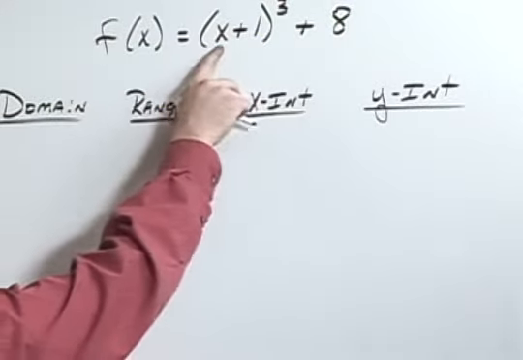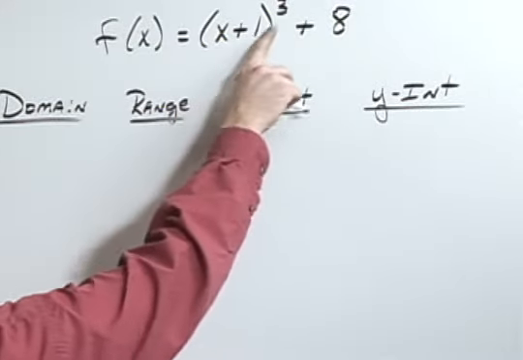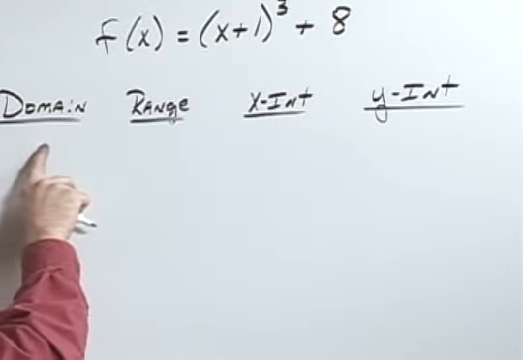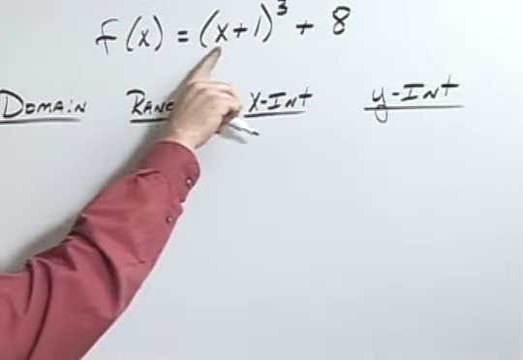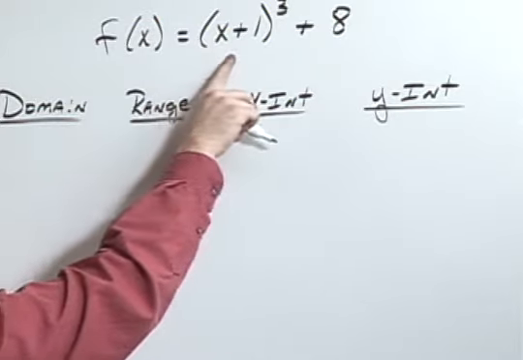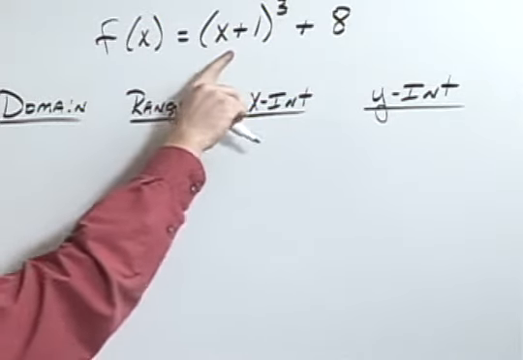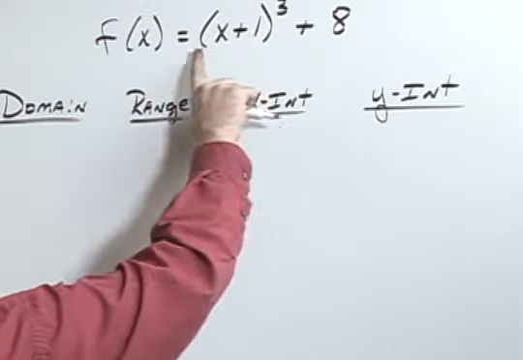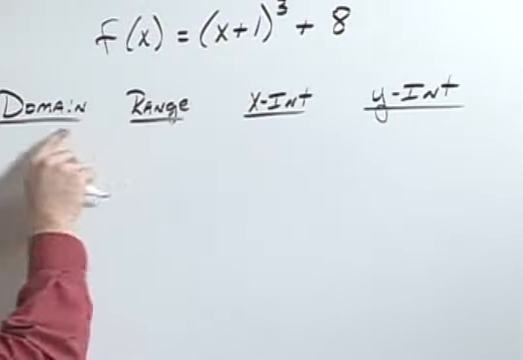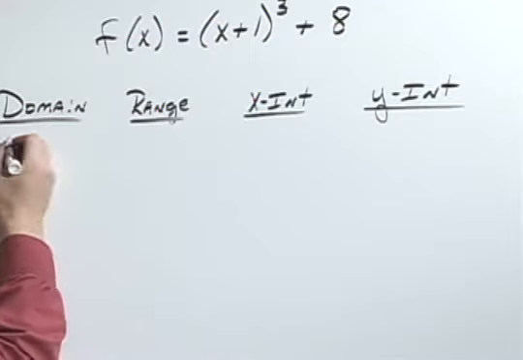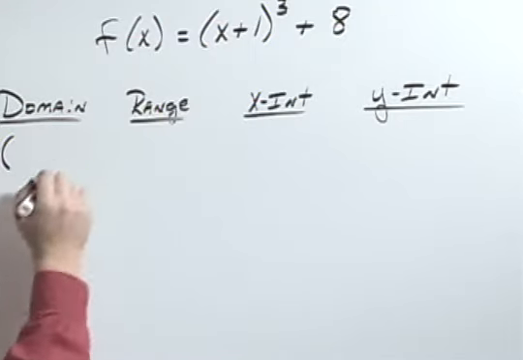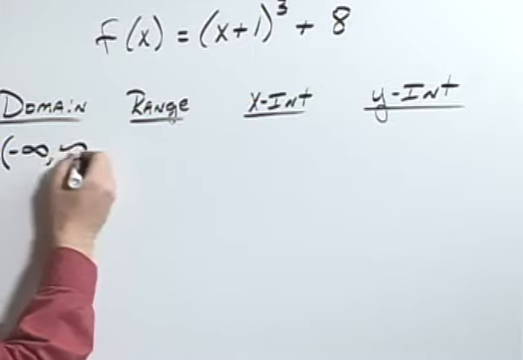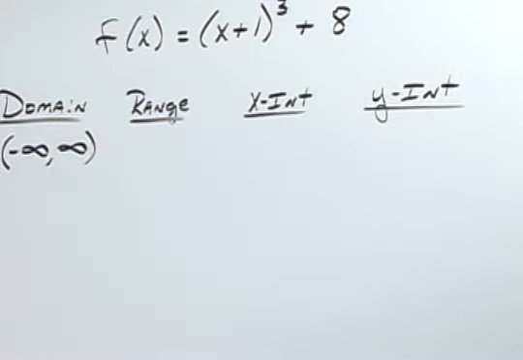f of x equals the quantity x plus 1 cubed plus 8. When we look at the domain, we're trying to figure out, is there any restrictions upon the x values that can come into our function? We're looking for things like even roots. We're looking for denominators. In that case, we don't have any. And so for this particular function, there aren't any restrictions on the x values or on the domain. So it's going to be negative infinity to infinity.